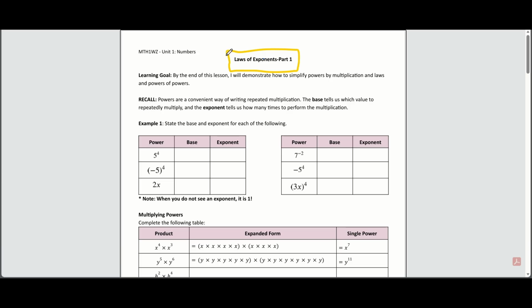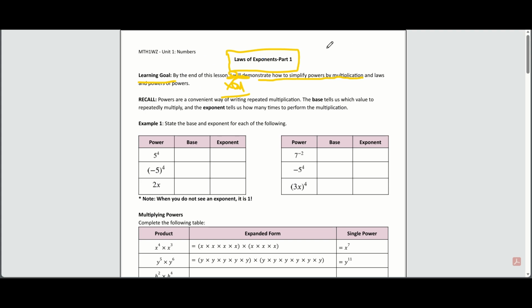So let's begin. This is the learning goal. By the end of this lesson, you will be able to demonstrate how to simplify powers by multiplication and the laws of powers.